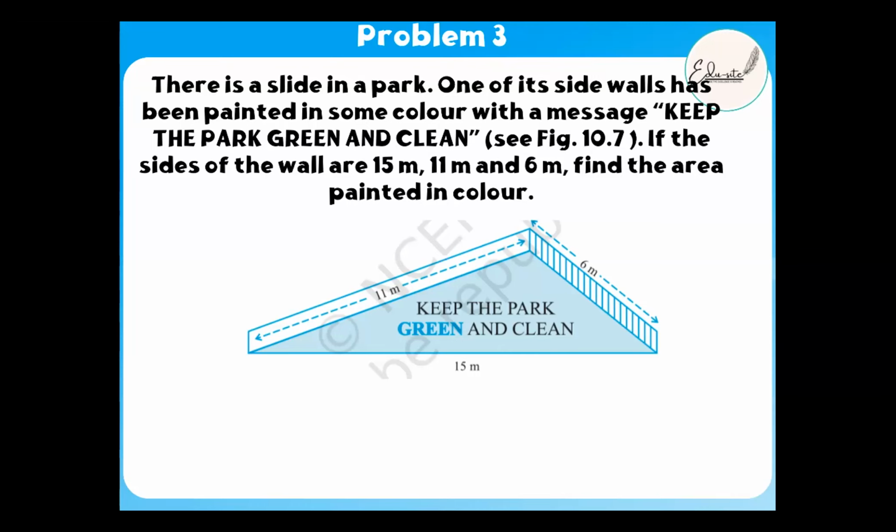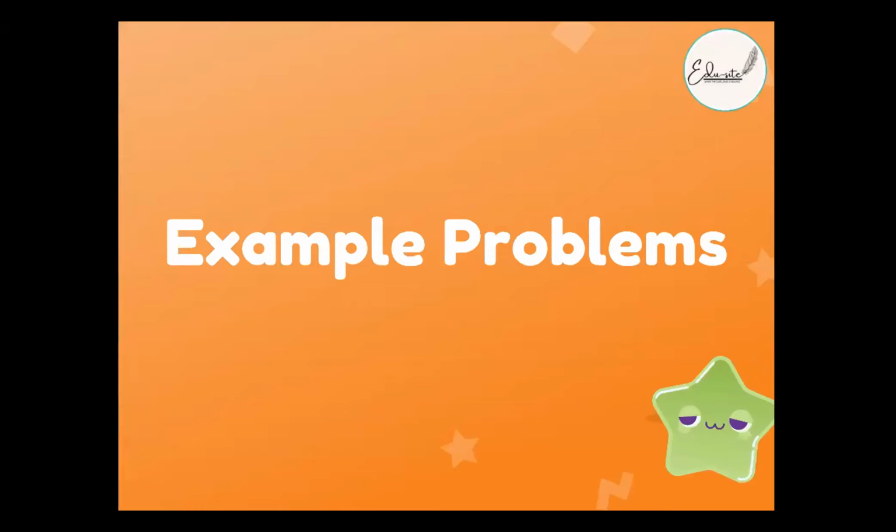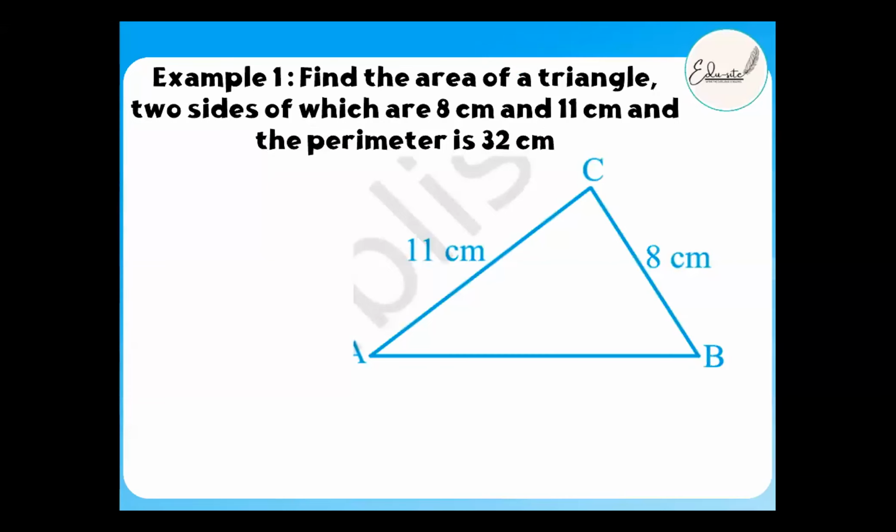The sides of the wall are 15 meters, 11 meters, and 6 meters. Fine. Now, what you have to calculate? You have to calculate with Heron's formula for which wall? For this entire wall, right? 15 plus 11 plus 6 divided by 2 gives you the semi-perimeter, right? This is quite easy. It is nothing but an area-based problem.